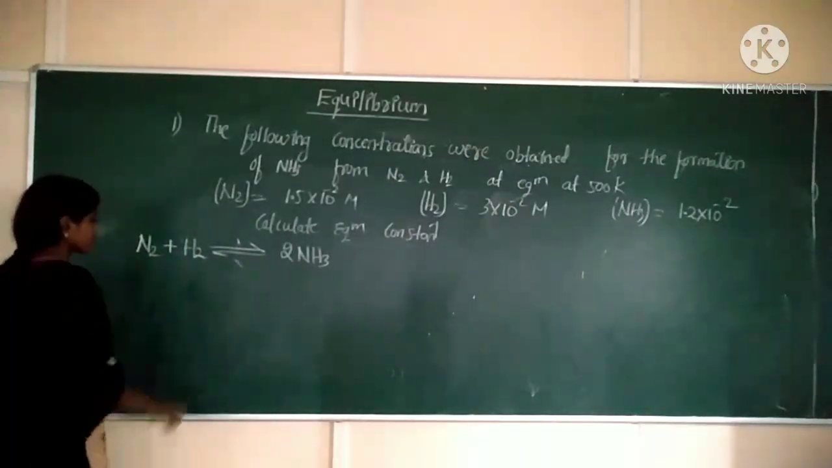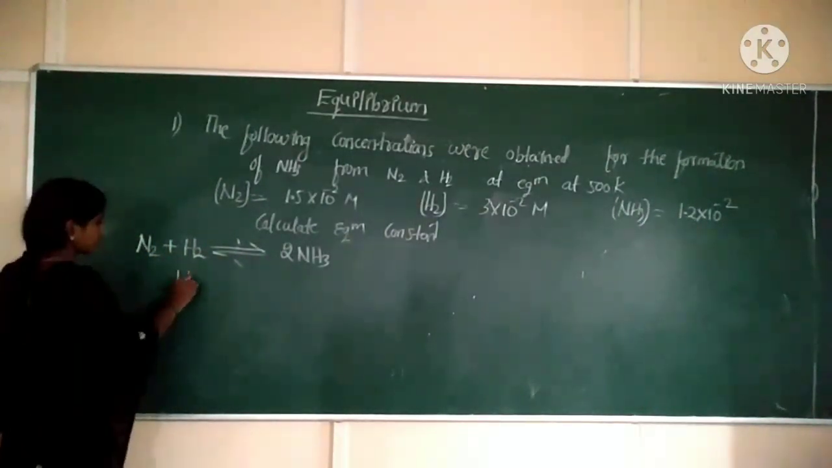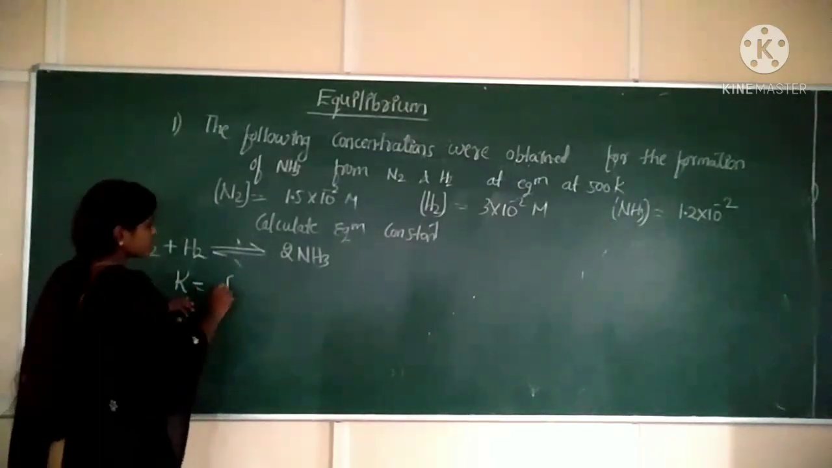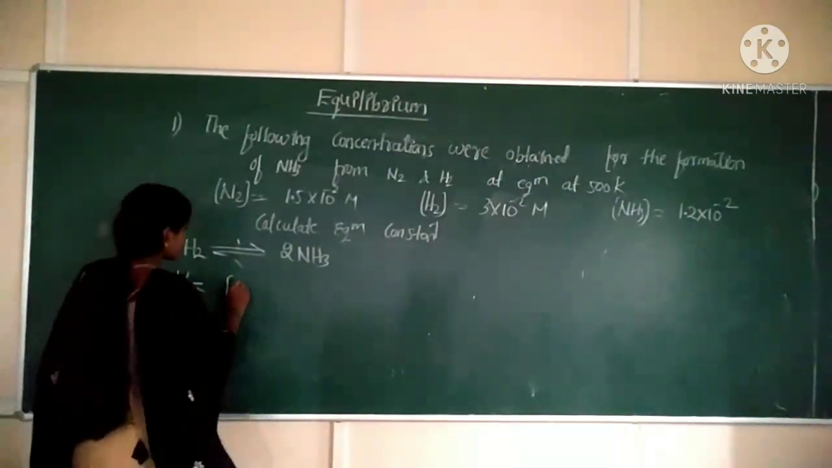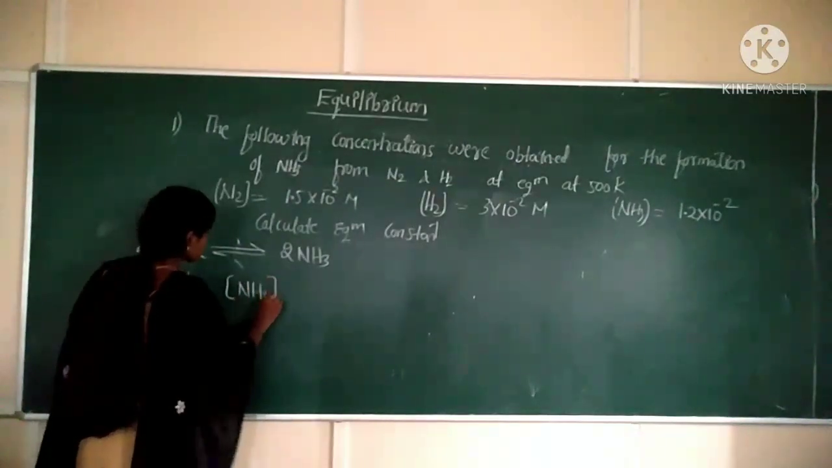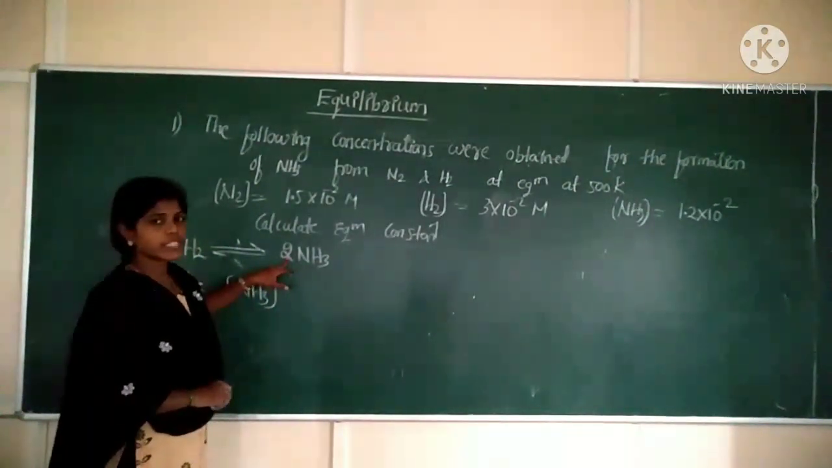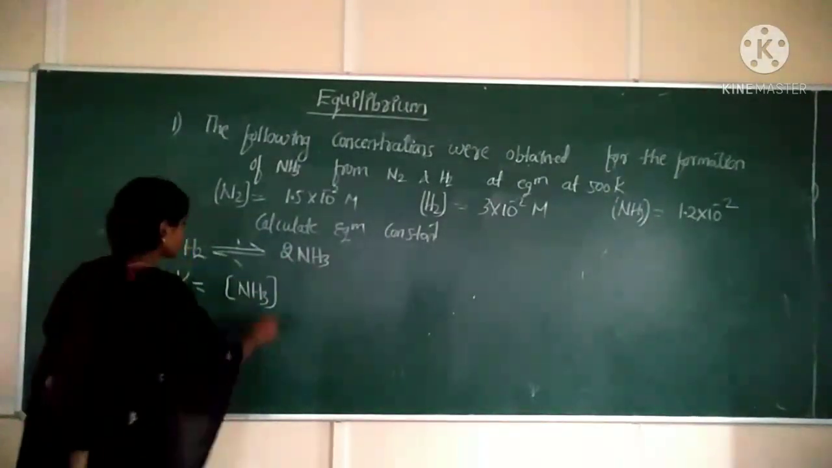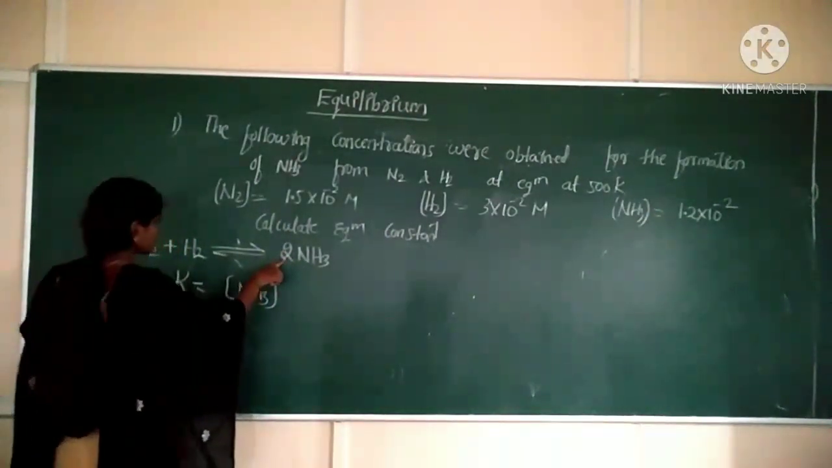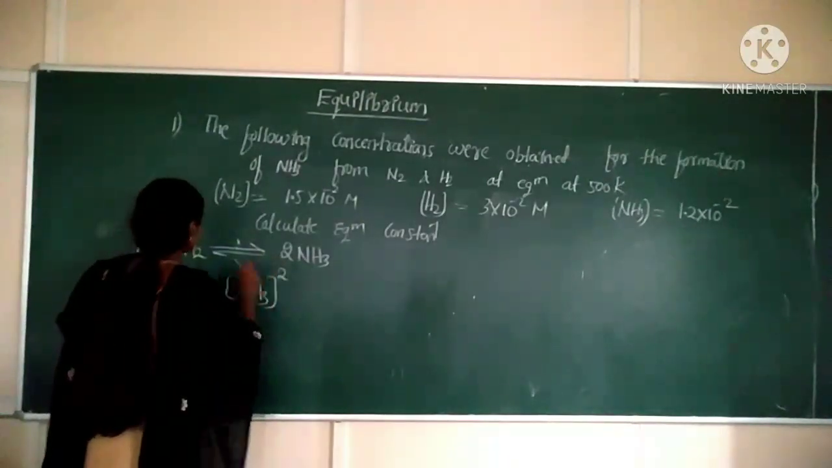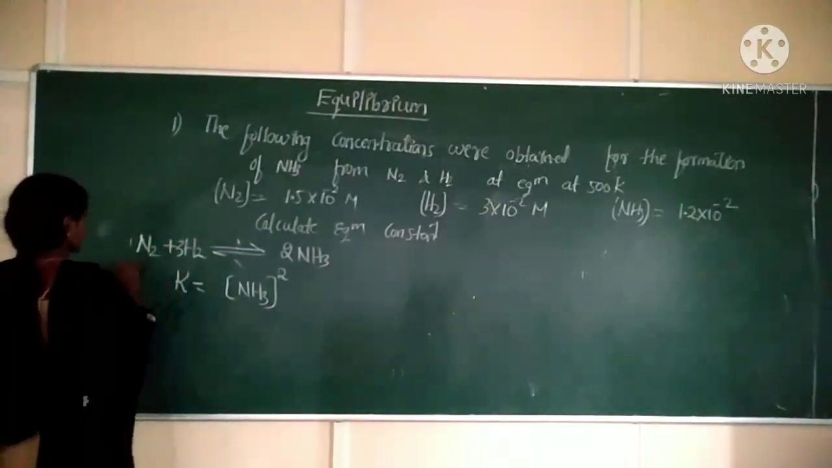So write Kc for this reaction. K equal to concentration means what? Square bracket, concentration of NH3. The coefficient must be converted in terms of what? Power. The coefficient is converted into power. So what is the coefficient here? 2 is the coefficient. So write it as 2. Take it as the balanced reaction.